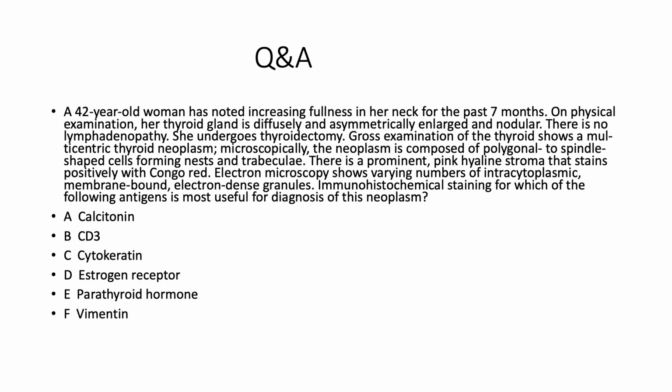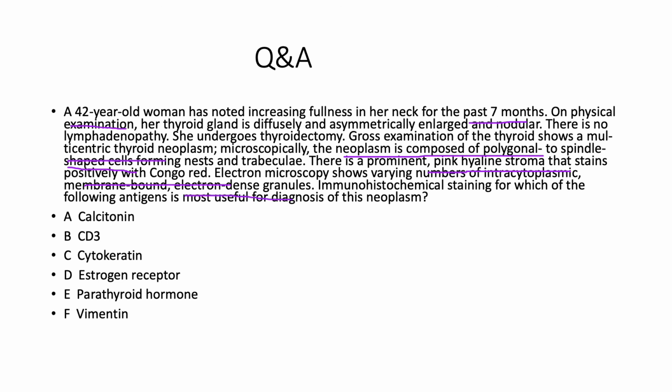Now another MCQ: a 42-year-old woman has increasing fullness in the neck for the last 7 months. On physical examination, the thyroid is diffusely and symmetrically enlarged and also nodular. Gross examination of the thyroid shows a multicentric thyroid neoplasm, and microscopically, the neoplasm is composed of polygonal to spindle-shaped cells, and there is a prominent pink hyaline stroma that stains positively with Congo red. Electron microscopy also shows intracytoplasmic electron-dense granules.